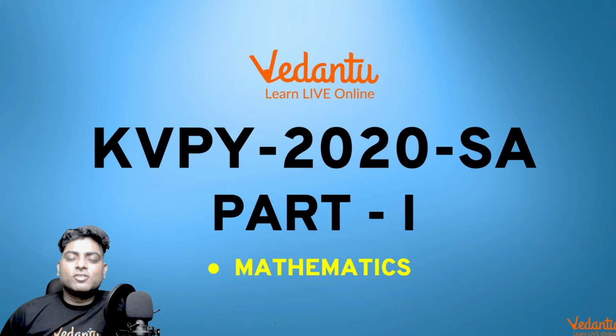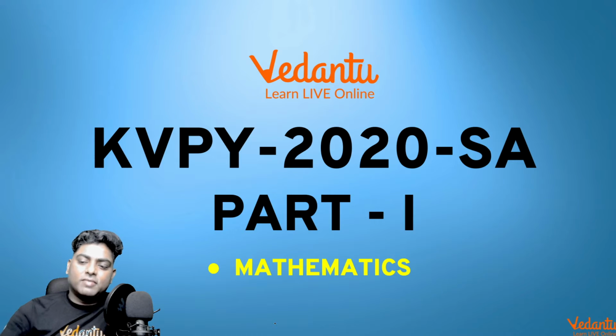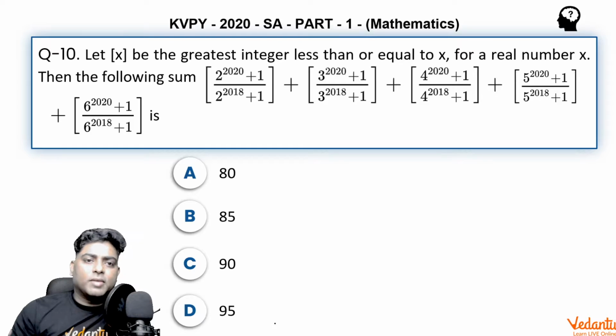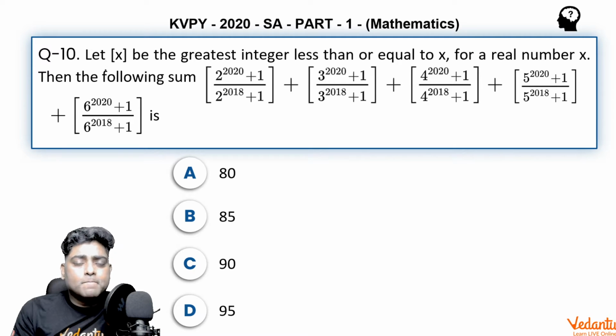Here we are presenting solutions for KVPY 2020, Class 11, that is the SA Stream. Part 1. In this video, the question is taken from Part 1, question number 10. Let's have a look at the problem.